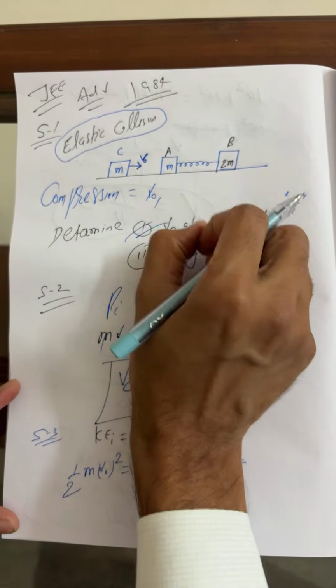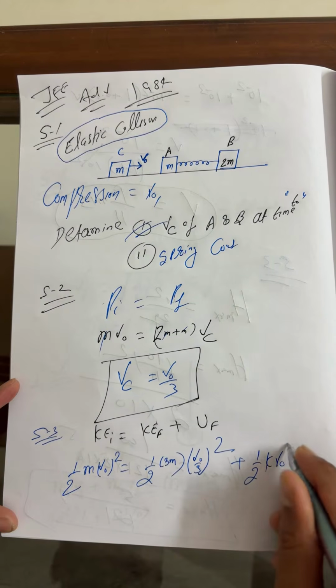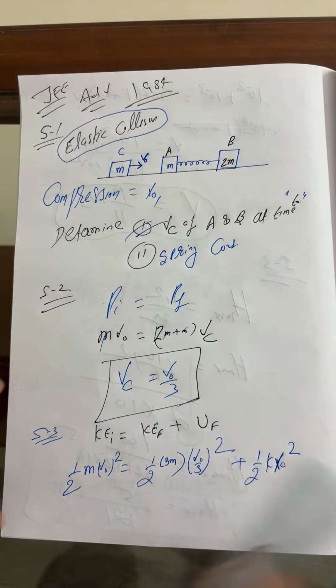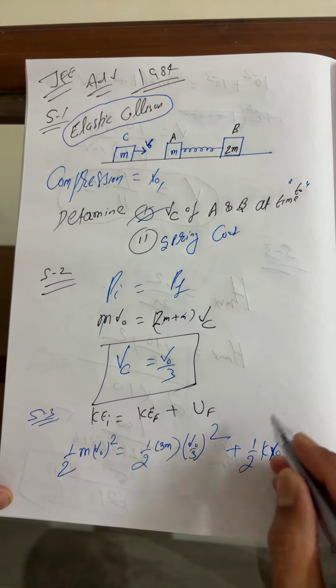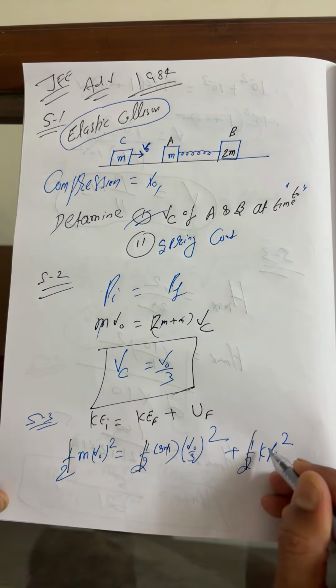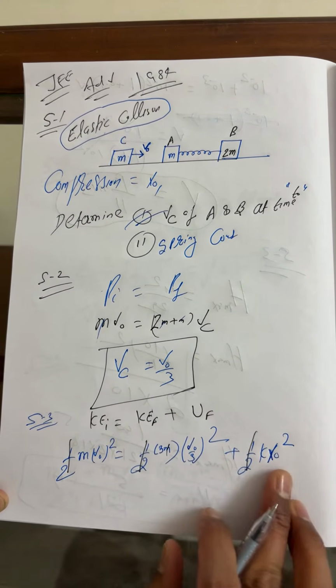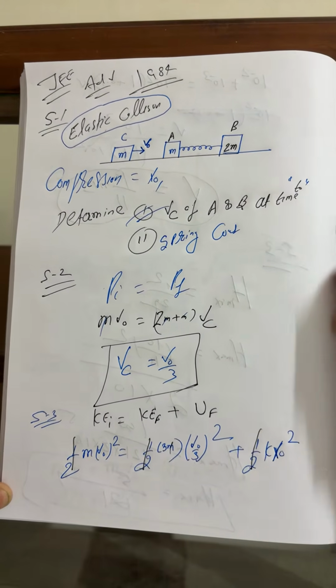Plus, because initially the spring is compressed, the potential energy is half k x naught square. The half cancels everywhere. The m doesn't cancel, because there is nothing to cancel it with. So the half finishes here. That's it. Just want to take a snapshot here.